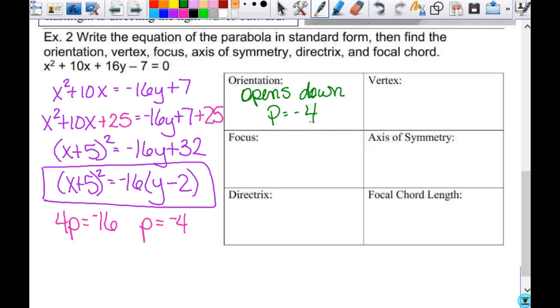Our vertex, which we know is (h, k), at least on this one, let's write the extra stuff in here. You don't have to do that anymore. So what is the vertex here? Negative 5, 2.